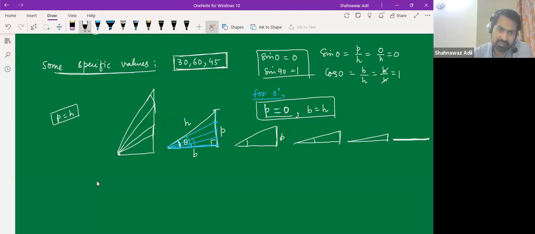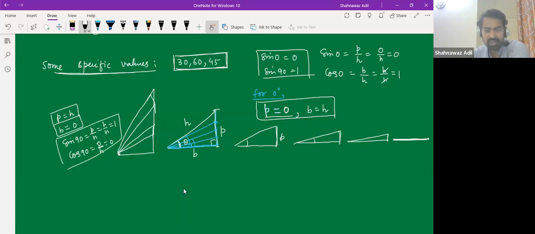Correct, guys? Yes, sir. And my base becomes very small. Let's say this is 0. Now if I calculate sine theta or sine 90, this is P by H, which is H by H, which is 1. And if I calculate cos 90, this is 0 by H, which is 0. So this is how I get the value at 90. Is this clear?